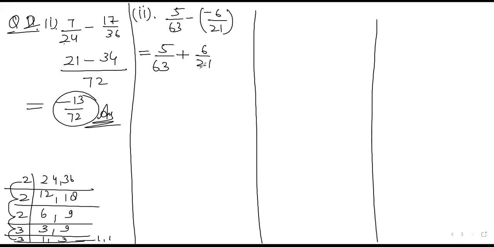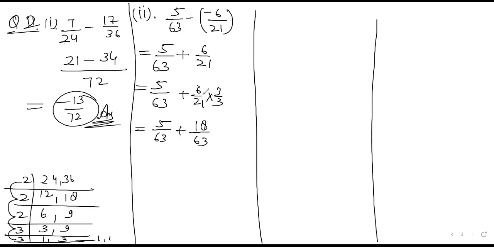Now it is very easy to solve this question because you know that 21 divides 63 three times. So we have to make the denominators equal. So 6 upon 21 into 3 upon 3. So 5 upon 63. You can try to solve with any of the methods. I'm not forcing anyone. You will solve this method only.